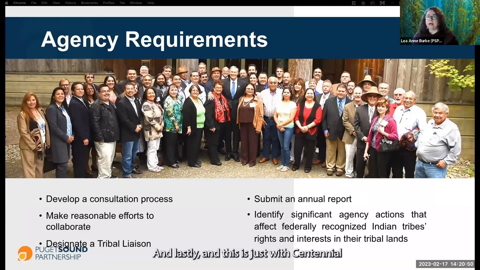And lastly, and this is just with Centennial Accord requirements, agencies are required to identify within their processes what is considered a significant agency action. And if something falls into that category, that triggers a mandatory consultation offer. That can be something along the lines of development of new policies, new grant or loan programs, capital projects, things of that nature.